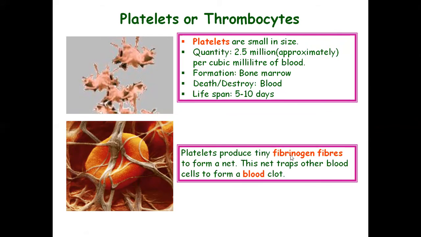Platelets produce tiny fibrinogen fibers to form a net. This net traps other blood cells to form a blood clot, or blood coagulation. Look, this is the fibrinogen net that helps the blood coagulation.